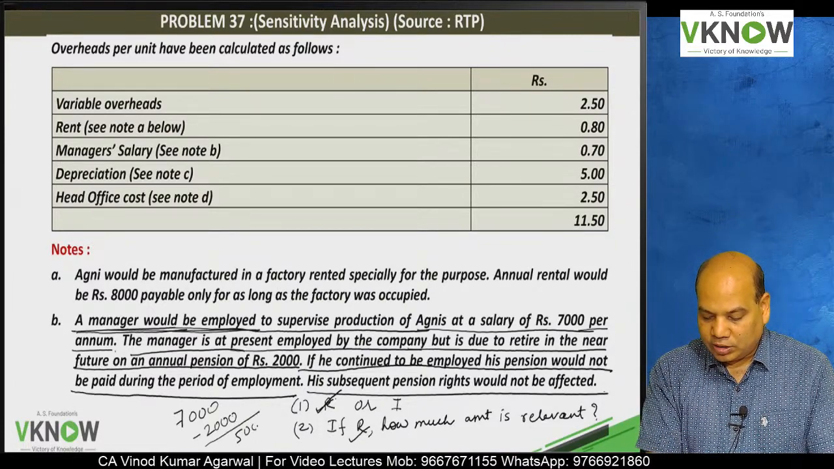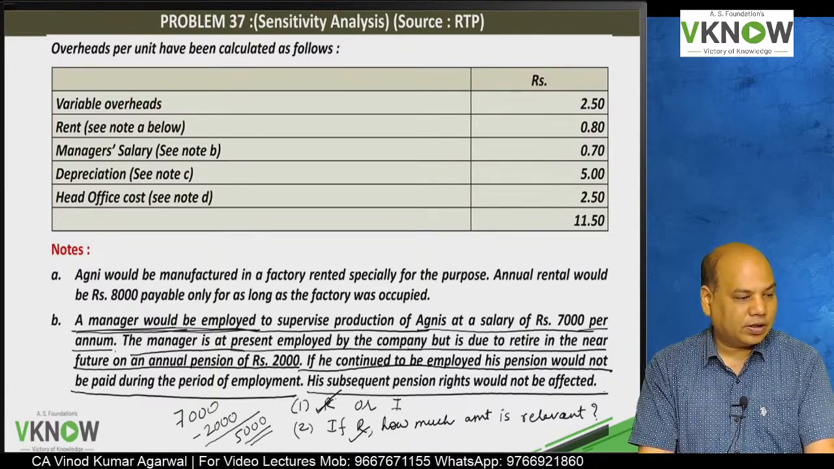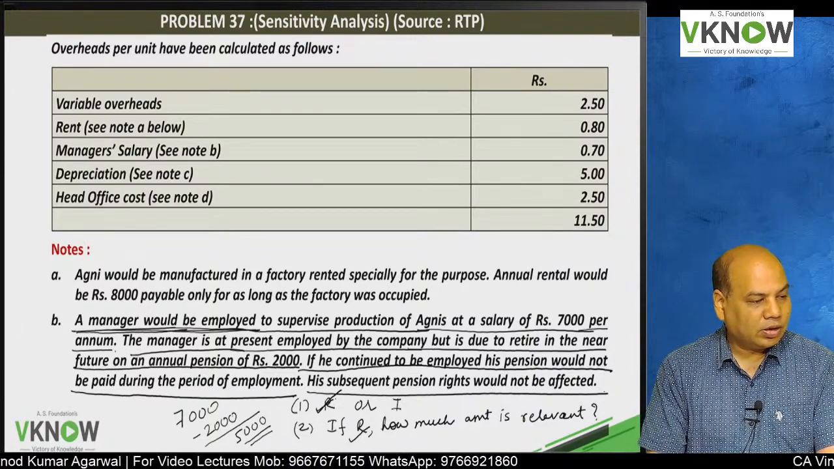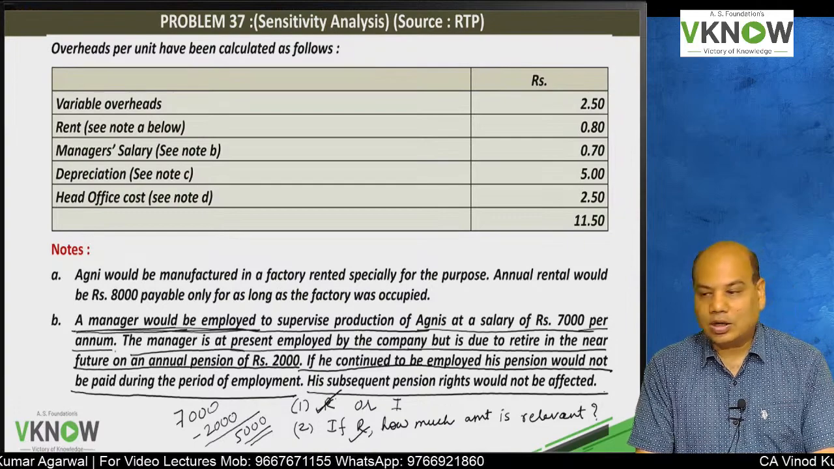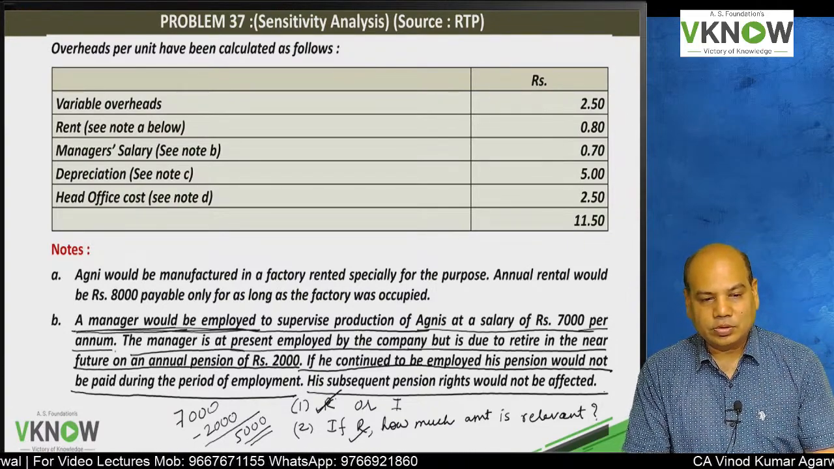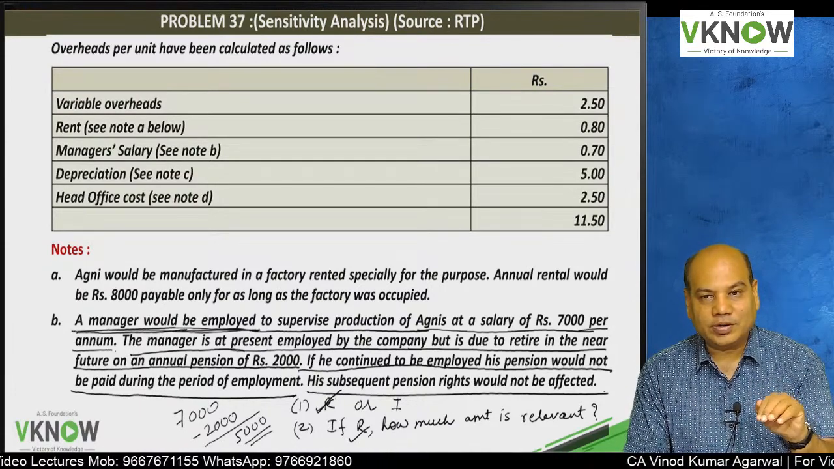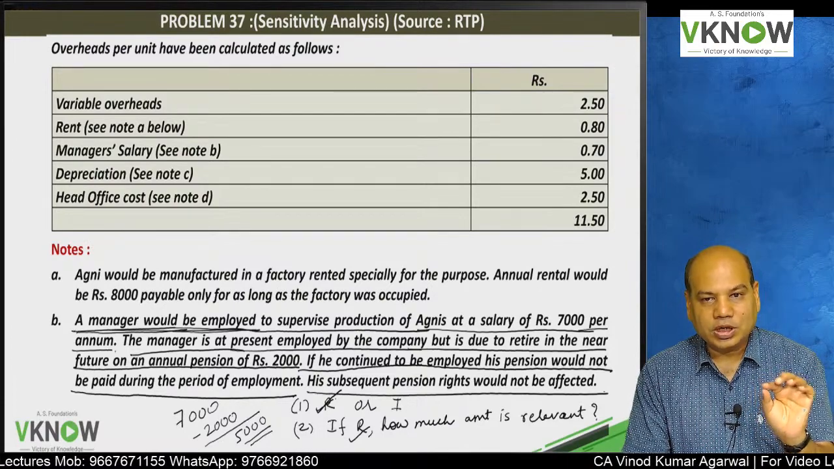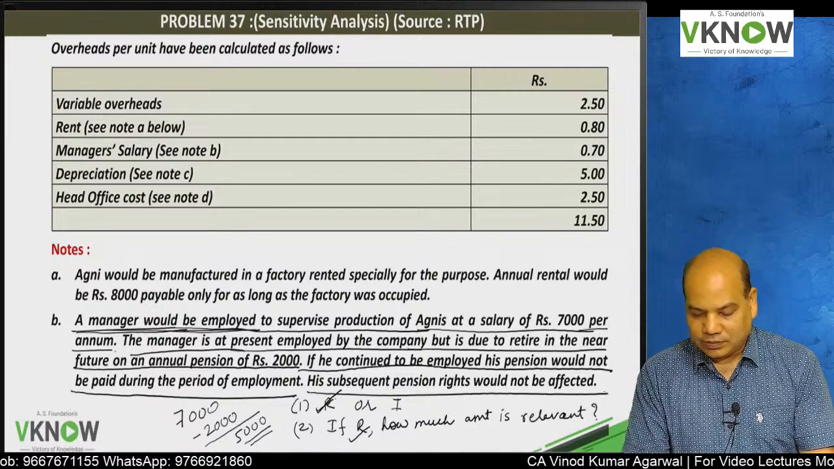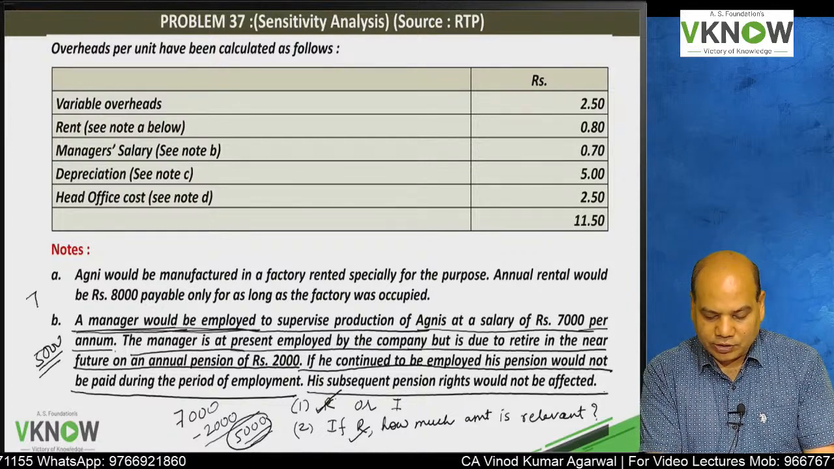So by employing the manager, my incremental overhead will be 5,000, not 7,000. If he is not employed, you have to pay him an annual pension of 2,000. So what is your additional burden of employing the manager? By employing the manager, you have to shell out an additional 5,000 from your pocket. 5,000 is relevant.